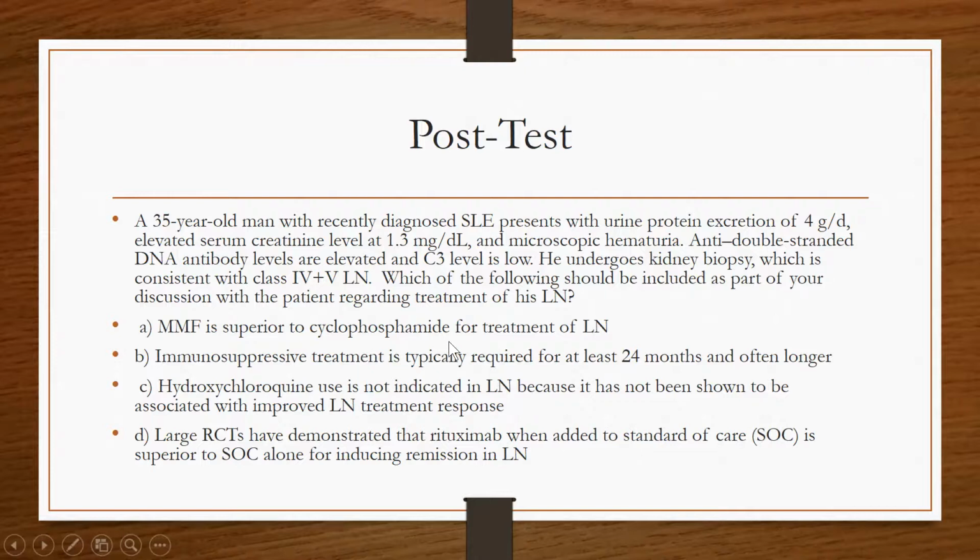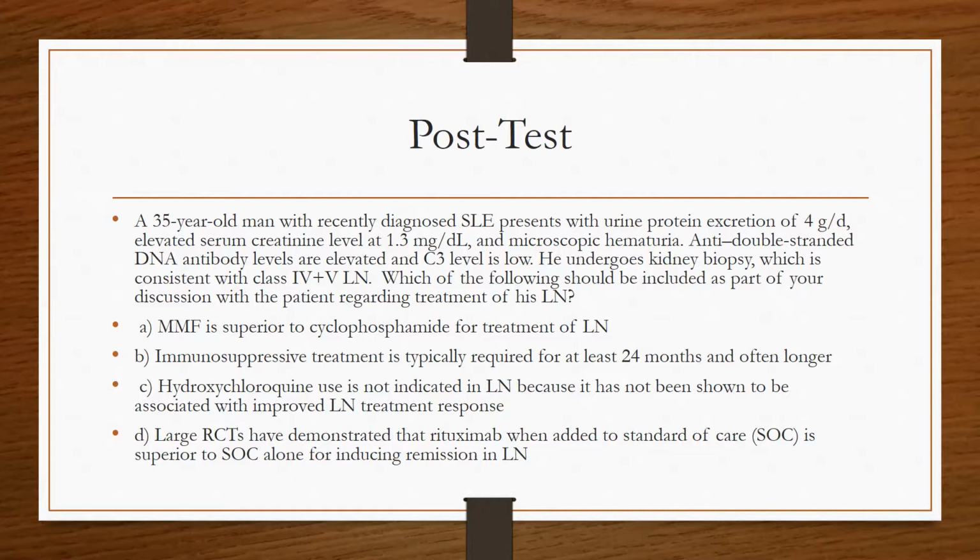MMF is superior to cyclophosphamide for treatment of lupus nephritis. No, trials have not shown that. In fact, the ALMS showed MMF is not inferior, but it did not show it's superior. So it's a wrong option. Immunosuppressive treatment is typically required for at least 24 months. Yes, minimum 24 months to 36 months.